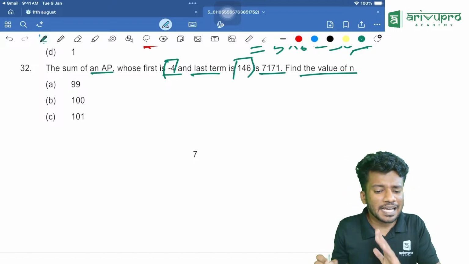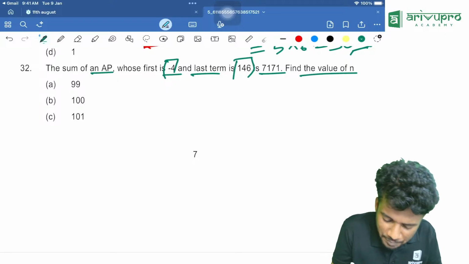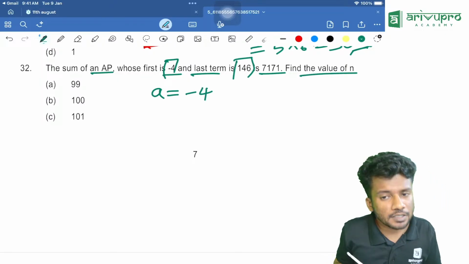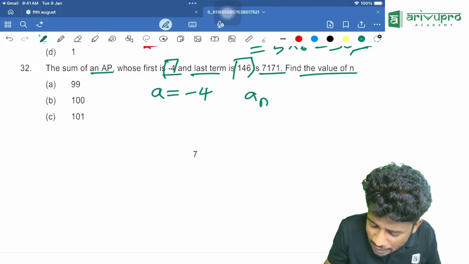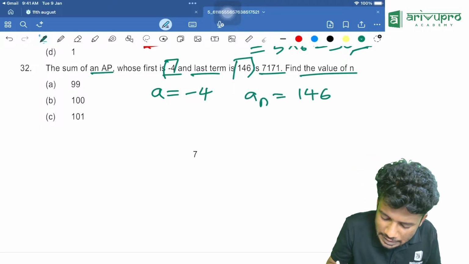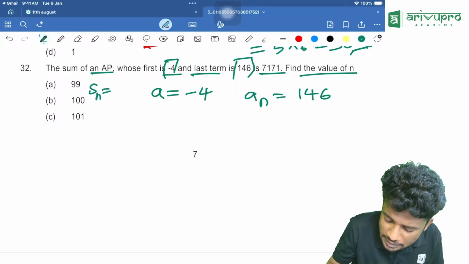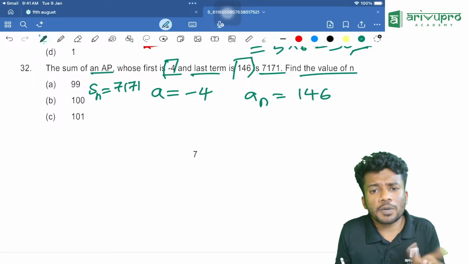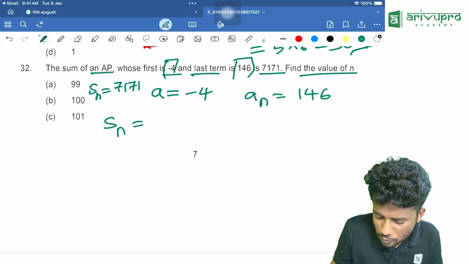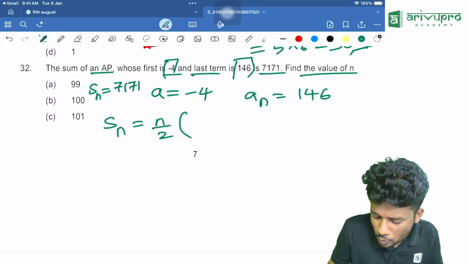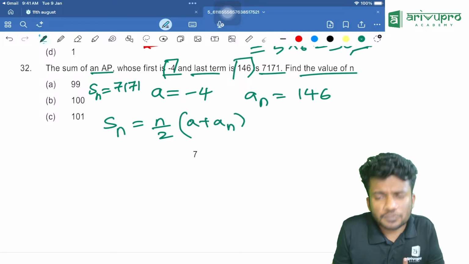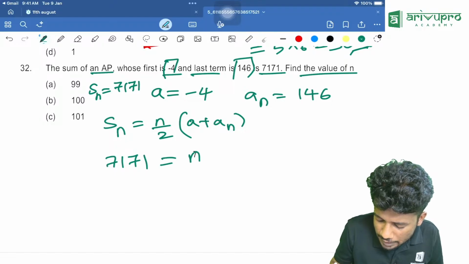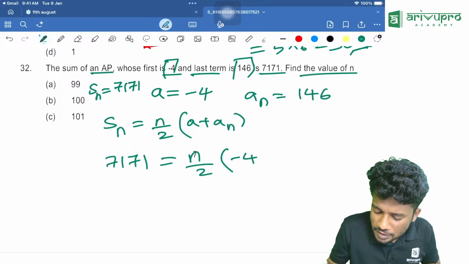Very easy question. Directly you can use option hitting over here. Now people, the first term a is -4. Then the last term an is 146. One more thing is given: Sn is 7171. Now people, we know the formula for Sn. Sn is equal to n by 2 into (a plus an). This formula is there, right? Now Sn is 7171, which is equal to n by 2 into (-4 plus 146).